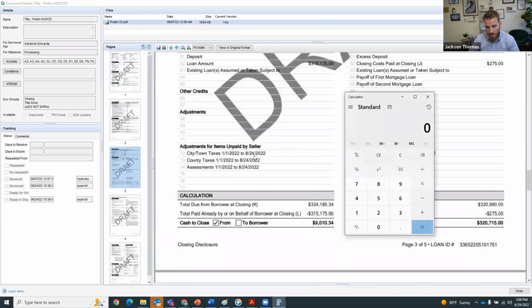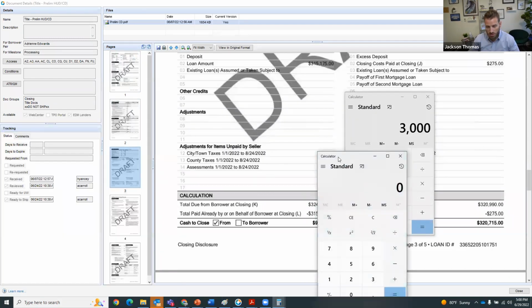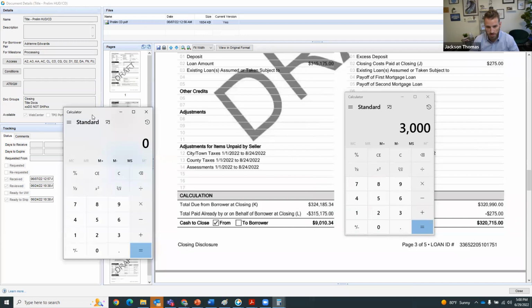But let's say they put the tax prorations from the seller at, I don't know, $3,000. So you see that number, 3,000. What do you do with that? Well, the closing on this loan is 8/24. So I would do 31 days for the month of January, 28 for February, 31 for March, 30 for April, 31 for May, 30 for June, 31 for July, and 24 days for August. So we have 236 days between January 1st and your closing date.